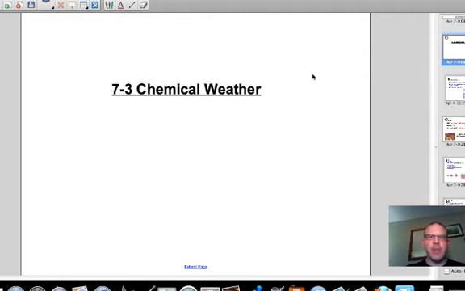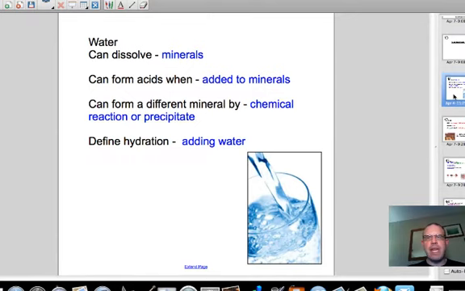Unit 7-3, Chemical Weathering. So we've talked a little bit about an introduction, we've talked about physical or mechanical weathering, and now we're going to talk about chemical weathering. So chemical weathering is the changing of rocks from one substance to another. And one of the main factors involved in chemical weathering is water. And water can do one of several different things.